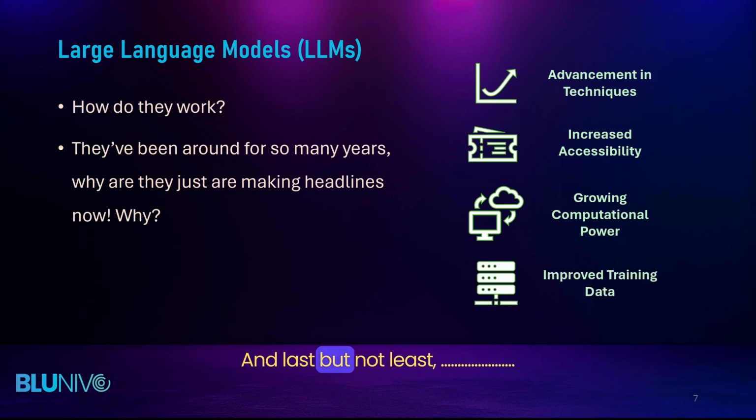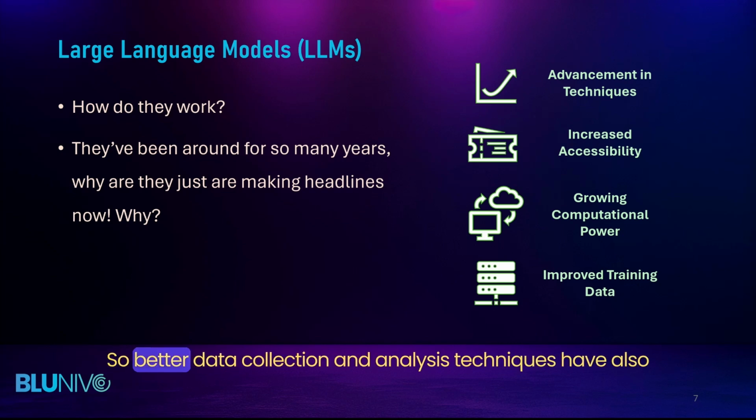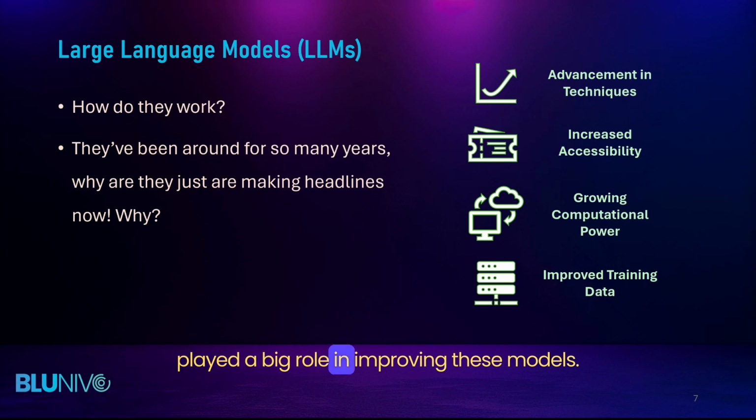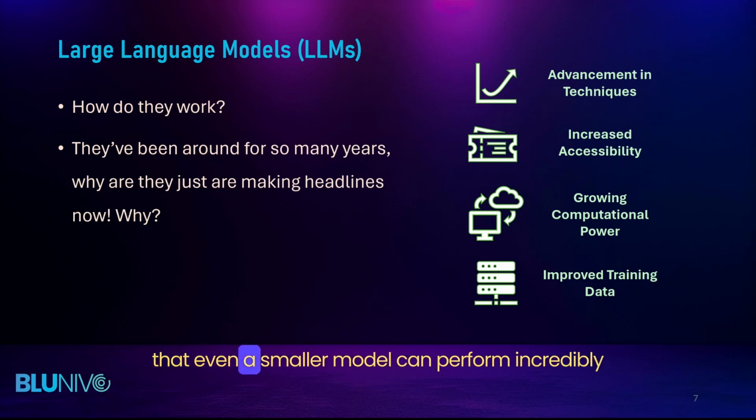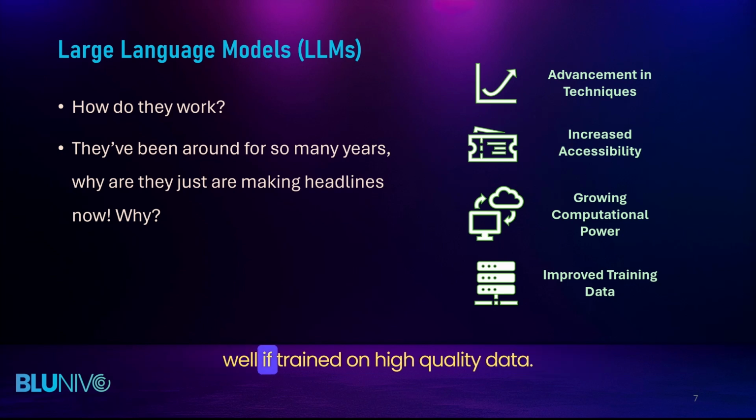And last but not least, one of the main reasons is the training data. Better data collection and analysis techniques have also played a big role in improving these models. For example, some technology companies like Databricks showed that even a smaller model can perform incredibly well if trained on high quality data.